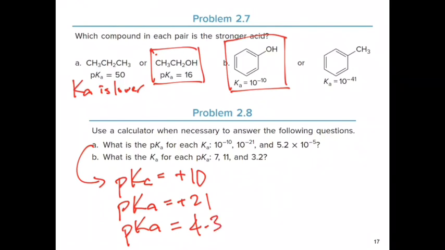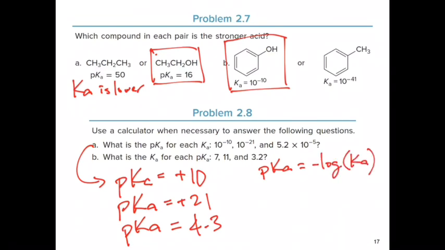All right, well, if it was to ask which one is the stronger acid, then it would be the one with the smaller pKa value, which is this last one right here. And the second question here, we have, what is the Ka for each pKa value? And so, again, the equation is pKa is equivalent to the negative log of Ka.